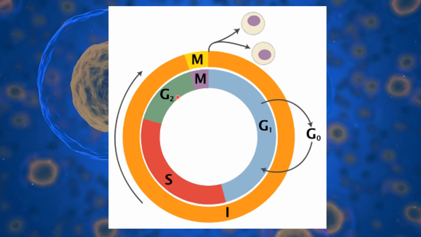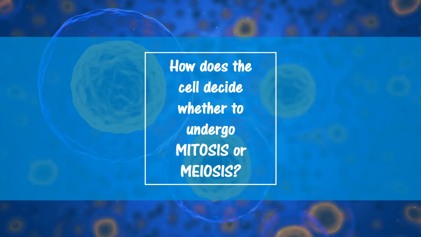However, some cells do not undergo division because they do not copy themselves, like nerve and muscle cells. So they enter a phase called G0 phase and never divide. But if the cell goes into division, it will then go to M phase, where mitosis and meiosis divide the nuclei. Question: how does the cell decide whether to undergo mitosis or meiosis? Well, that depends on various factors and the type of cell undergoing division.